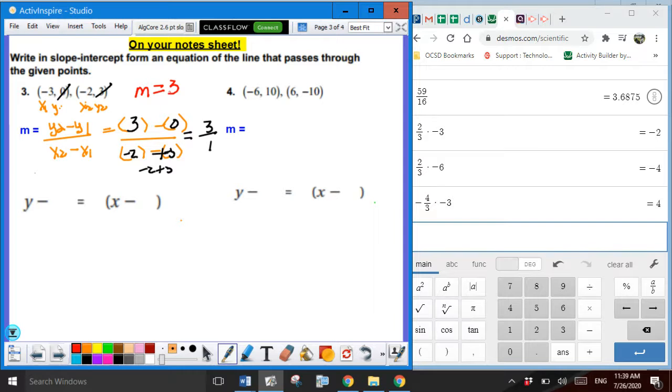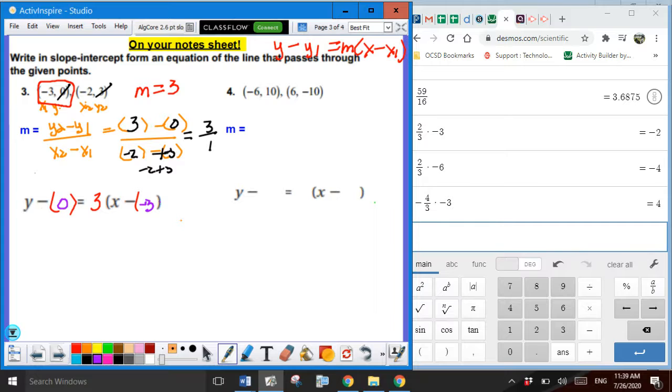All right, now for my formula, y minus y1 equals m times x minus x1. I need x1, y1. Well, that's the first point. So I'm going to go ahead and use that point. And I'm going to throw in my extra parentheses here so that I don't lose any negatives. So the slope of 3 is going to go there. And my negative 3, 0, well, that's 0. And negative 3 goes here.